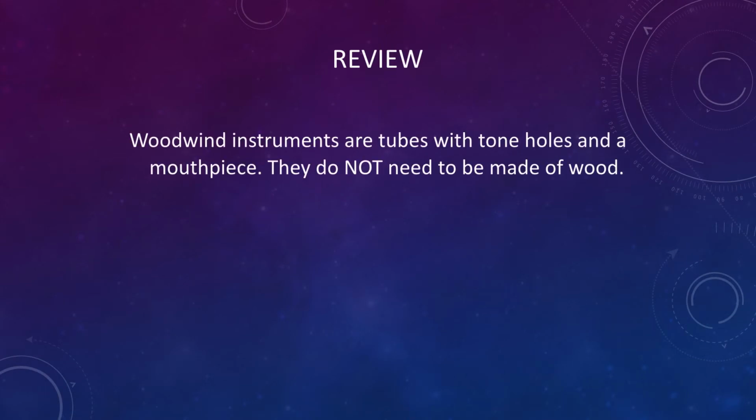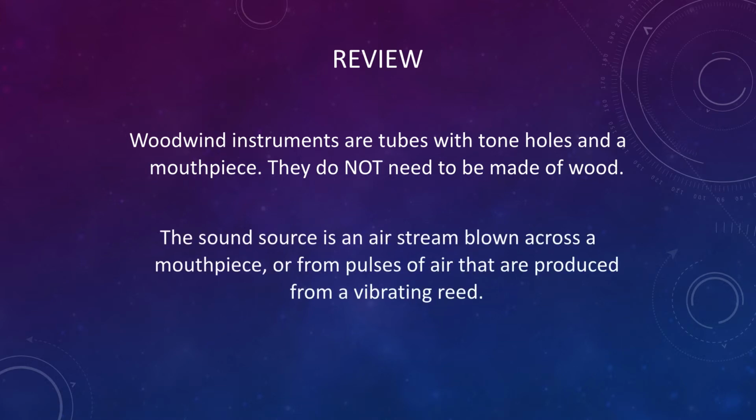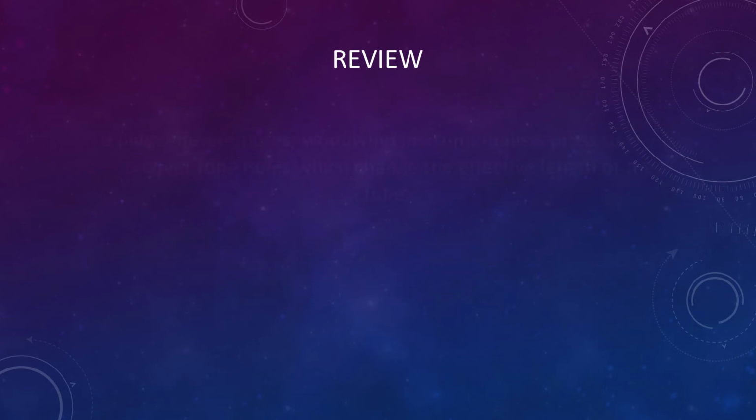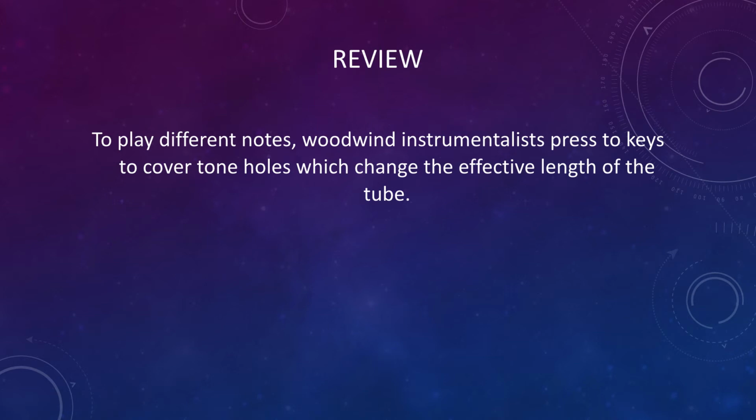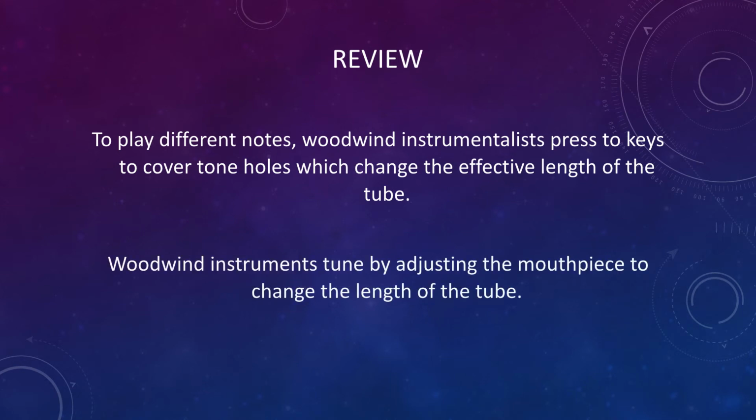To review, woodwind instruments are tubes with tone holes and a mouthpiece. They do not need to be made of wood. The sound source is an airstream blown across a mouthpiece or from pulses of air that are produced from a vibrating reed. To play different notes, woodwind instrumentalists press keys to cover tone holes, which change the effective length of the tube. Woodwind instruments tune by adjusting the mouthpiece to change the length of the tube.